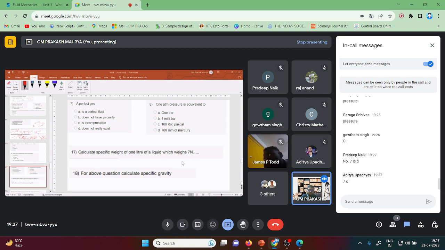Nike is telling for question number 7, option D is correct. Aditya is also telling yes, fine. Does not really exist. For question number 8, one atmospheric pressure is equivalent to 1 bar, or 1 millibar, 10 kilopascal, or 760 mm of Hg, that is mercury. Yes, please participate everyone and chat your answer in the chat box.